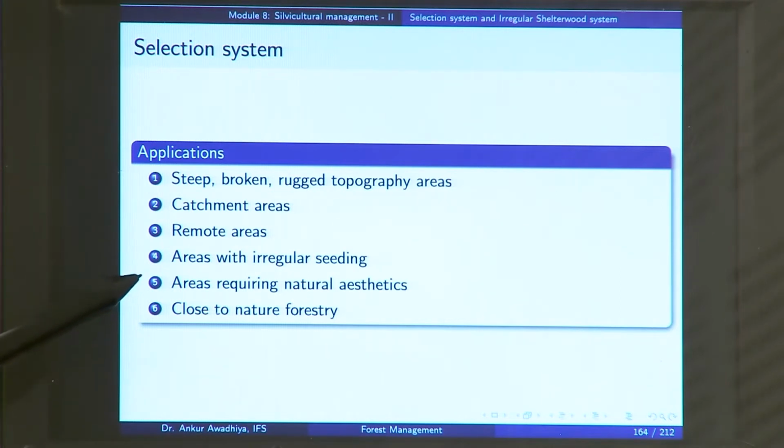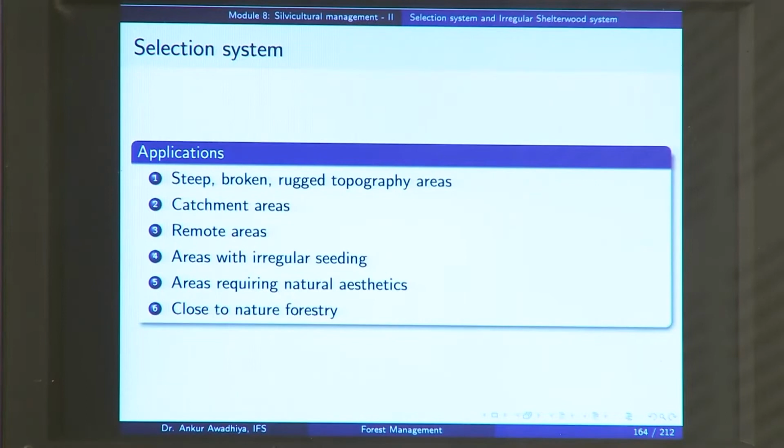Then it is also used in areas that require natural aesthetics. For example, wildlife areas, areas that have wildlife, but you are managing them for timber. So, you want to maintain a canopy cover, you want to maintain the habitats and the cover for the wildlife. Now, in a selection forest, you are only removing the very old, very mature trees with larger DBH, and even in a natural system those trees would die off. So, what you are doing in a selection forest is maintaining the forest in a very natural state. So, it becomes very useful for wildlife as well, because their habitat is preserved.